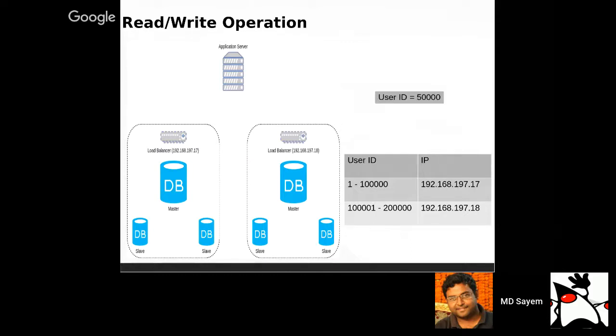So now, if we receive a purchase order from a user whose ID is 50,000, the client will choose the cluster on the left. And if we now receive a purchase order from a user with an ID value of 150,000, it will choose the cluster on the right.